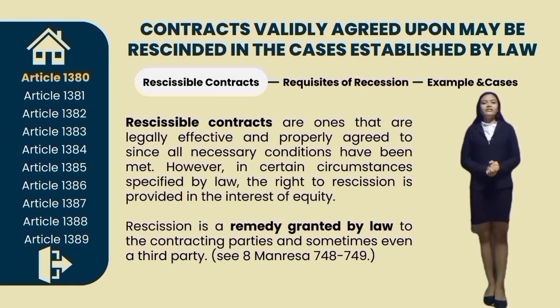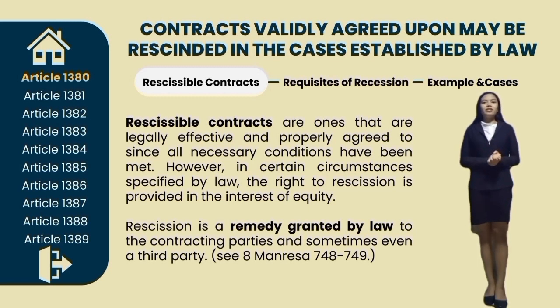Article 1380. Contracts validly agreed upon may be rescinded in the cases established by law. Rescissible contracts are ones that are legally effective and properly agreed to since all necessary conditions have been met. However, in certain circumstances specified by law, the right to rescission is provided in the interest of equity. The court may revoke them if there is harm or disadvantage to one of the parties or to a third party, but they remain legitimate and enforceable.